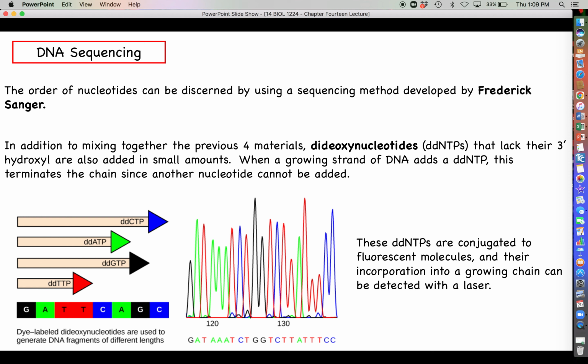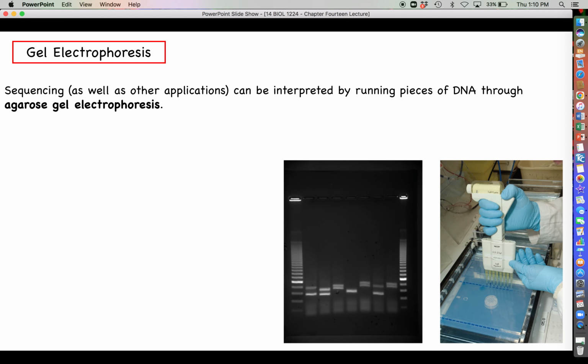There are certainly limitations to sequencing. You can't sequence an infinitely long DNA molecule continuously. Sometimes you have to do it in bits and pieces, but that is the essence and that is the basics of what you need to know for now.